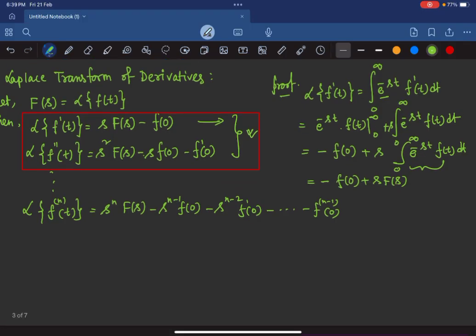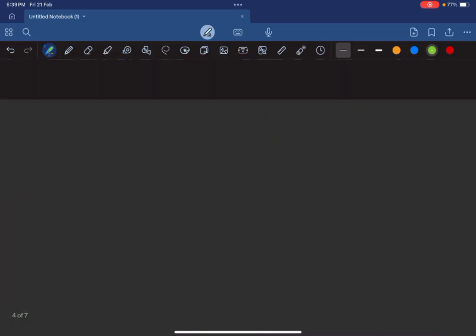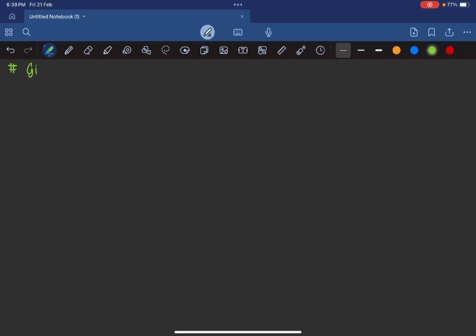Now next I can give you one question here related to this concept. Let's go to the next slide. So here you can write this question: given that Laplace transform of sine root over t is root pi by 2 s power 3 by 2 e power minus 1 by 4s. Okay, so Laplace of sine square root of t is given as this.